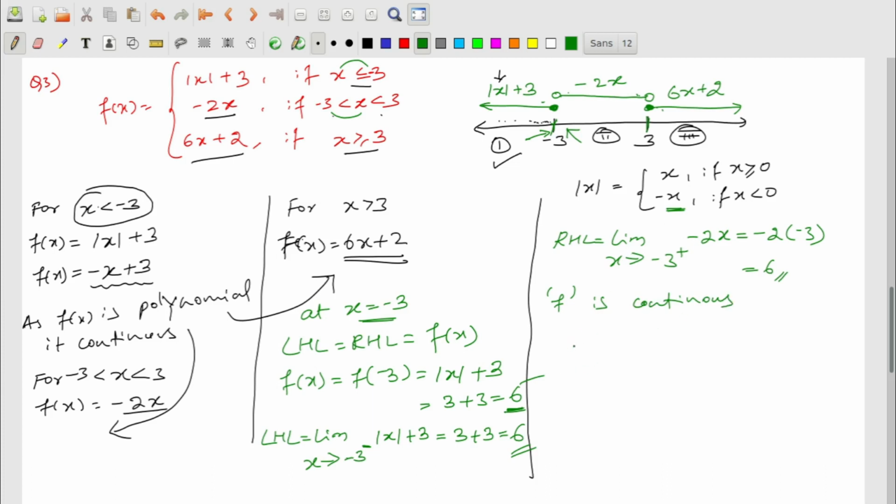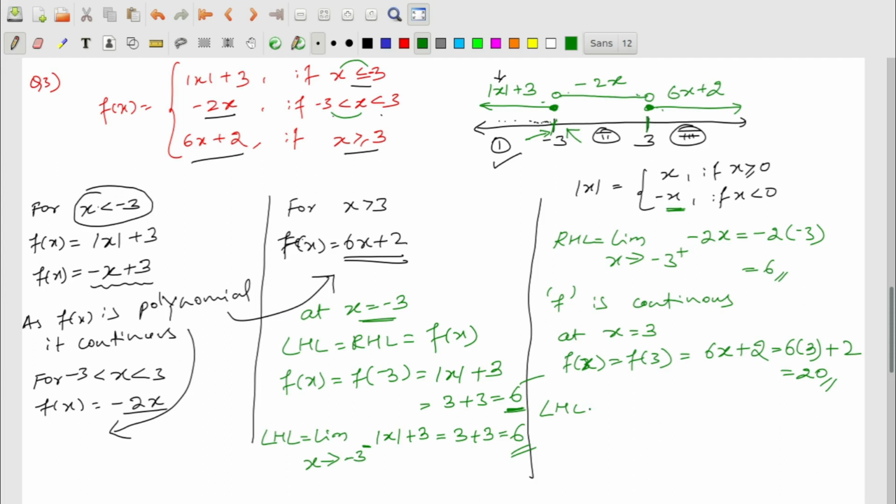So now take the next point at x is equal to 3. At x is equal to 3, again same LHL, RHL, and f of x. What is f of x? That is f of 3, right? So what is f of 3 here? At x is equal to 3, the value of the function is 6x plus 2, or 6 into 3 plus 2, that is 20.